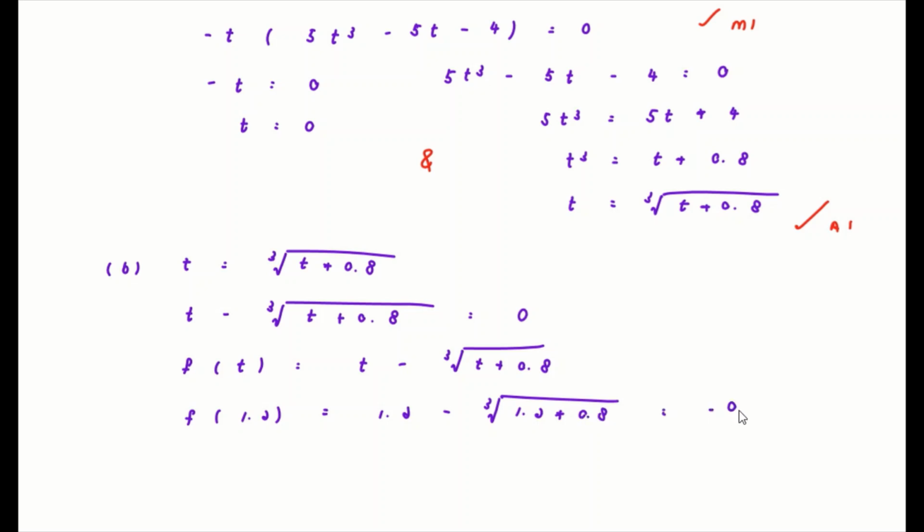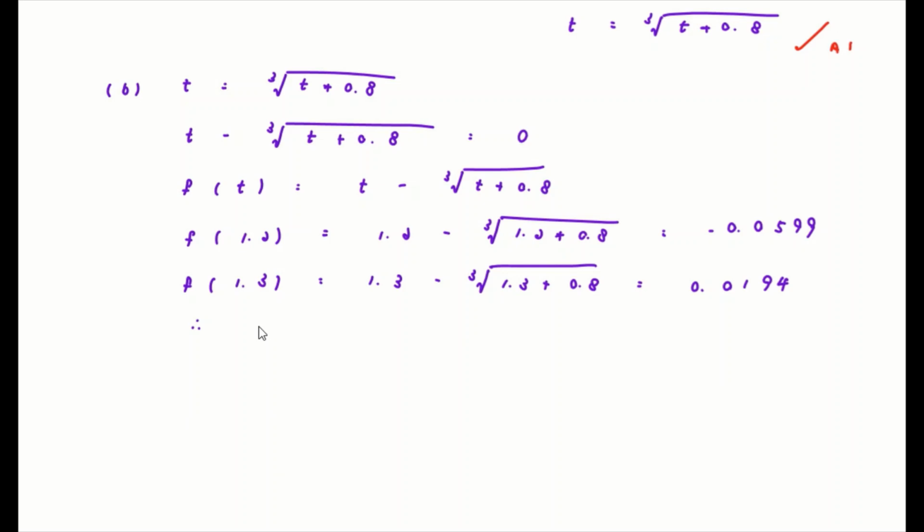Then that gives us 0.0599. So when you substitute 1.3, you'll be able to get 0.0194. Okay, so don't forget your last verification. So a sign change indicates a root between 1.2 and 1.3.